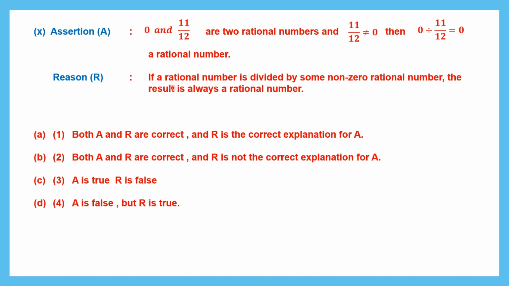Now, according to this reason, if a rational number, like in this case 0, is divided by some non-zero rational number, that is 11 by 12, it's not equal to 0. That means it is a non-zero rational number. The result is always a rational number. What is the result here? 0, and that is a rational number. So this statement is true. That means the reason is true and it is the correct explanation for the assertion. So which is our answer? Our answer is option A, that is 1. Both A and R are correct, and R is the correct explanation for A.